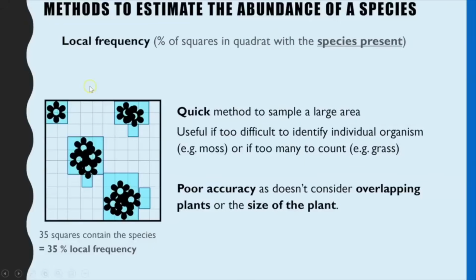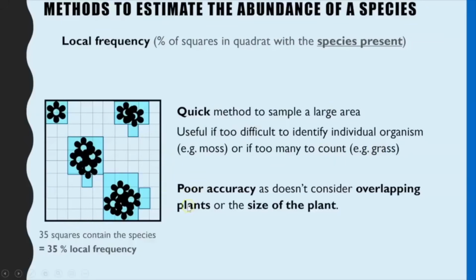So local frequency. The advantages are it's very quick. You're just looking at how many of the squares the plant is present in. So it's a useful one to use if you need to survey a large area very quickly. It's also useful if the plant species that you are surveying is too difficult to identify as an individual species. So for example, moss, you can't really tell where one moss plant starts and where one ends. Or if there are too many to count, for example, grass, you couldn't count all of the grass in a field. Instead, this could be a good alternative.